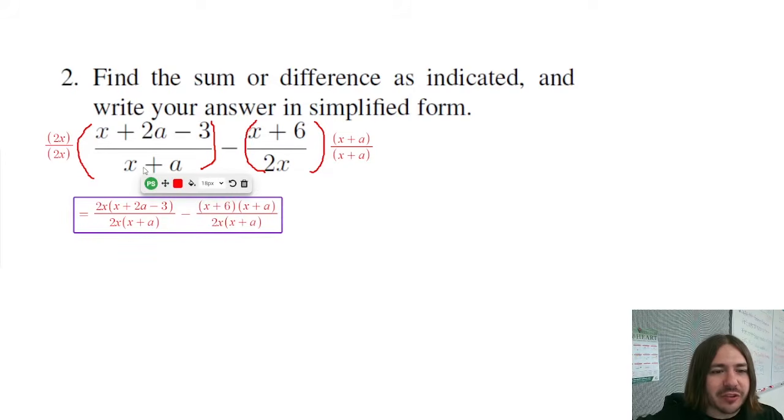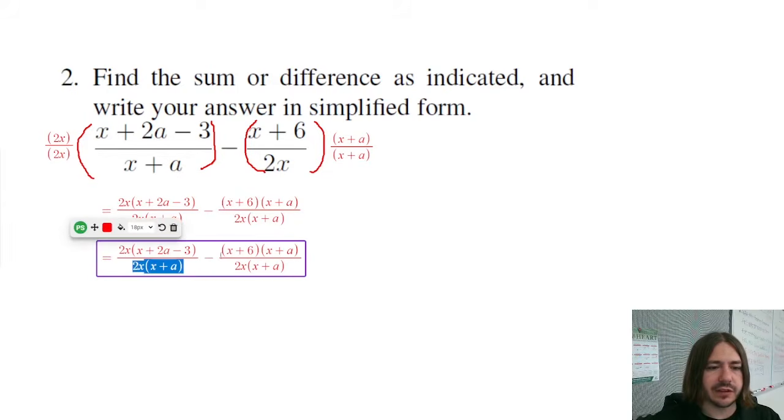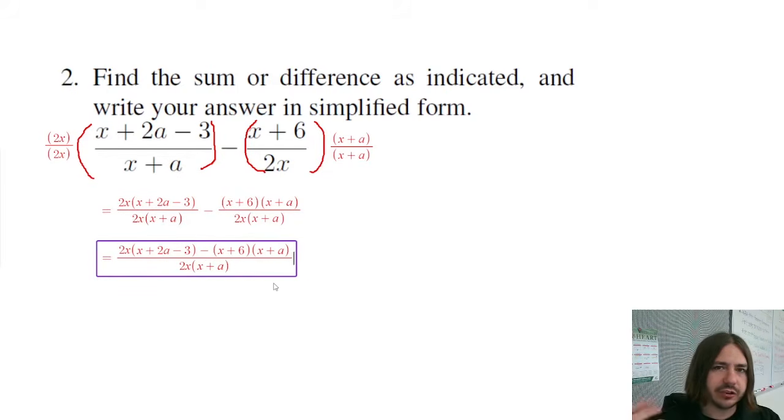Jeez. So here's our new expression. We've got the common denominator, and now we can combine these. So we're going to just subtract the numerators and then leave the denominator just 2x times x plus a. Now I've got it as just one big fraction. The last thing to do here is to start multiplying all the expressions out and then simplify as much.